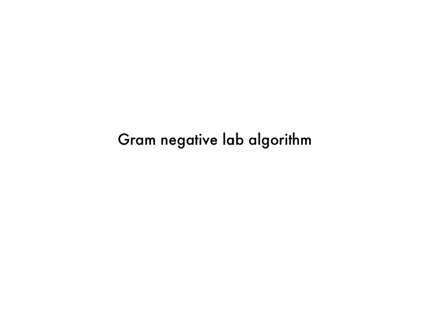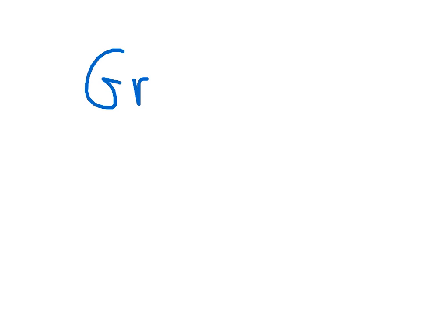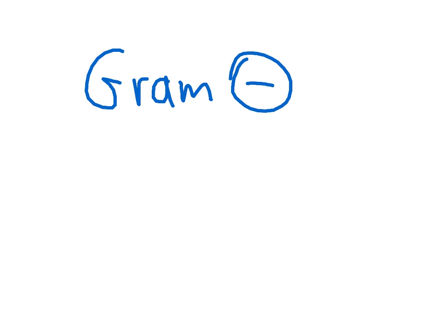Today we're going to be talking about the gram-negative lab algorithm. It's kind of annoying because it is a lot of memorization, but there are some tips and tricks that you can use to help you remember them. So let's start off. The very first thing we know, obviously, is that our organism is gram-negative. Why? Because we're in the gram-negative lab algorithm chart. So obviously it's going to be gram-negative.